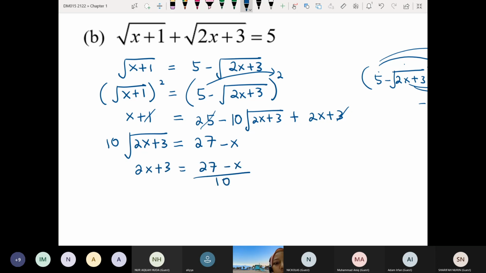Ni ada root lagi ya. Okay. Lastly, you want to get rid of root. You have to square both sides. Wah, dahsyat eh. Panjang berjela soalan ini. Okay, ready? Tekan calculator.